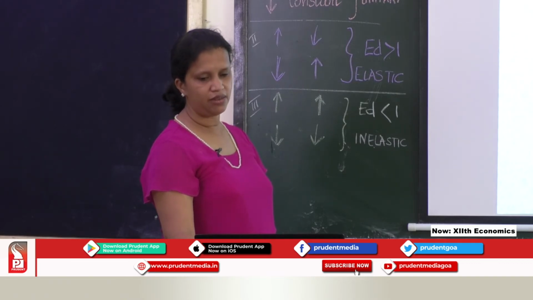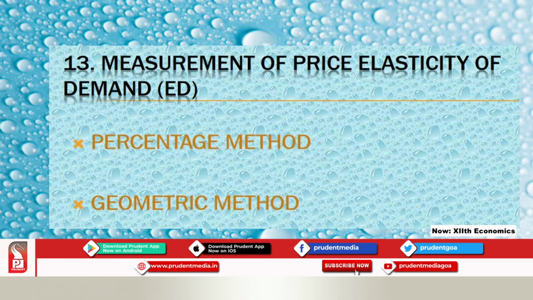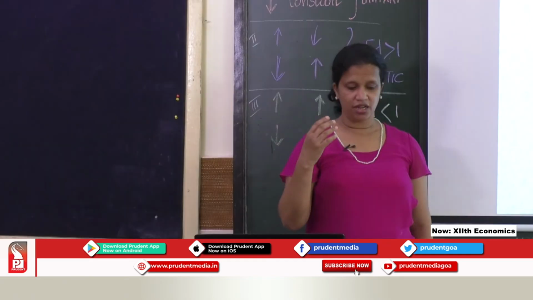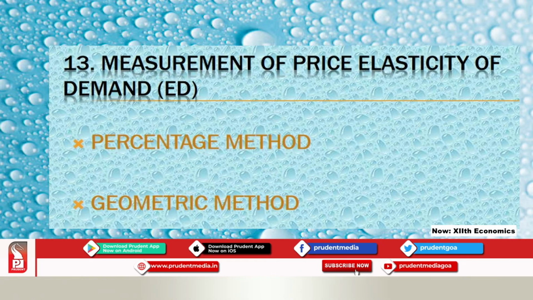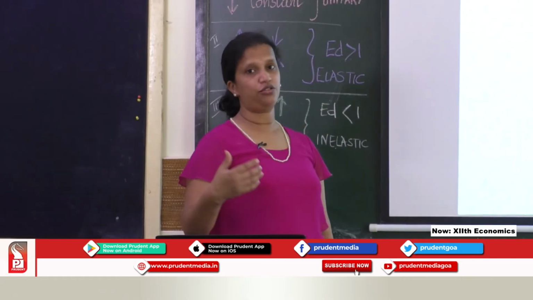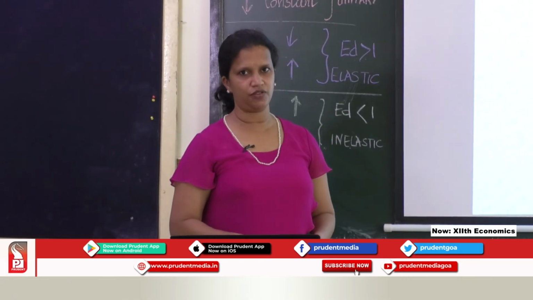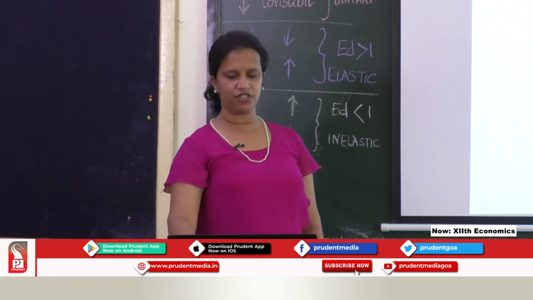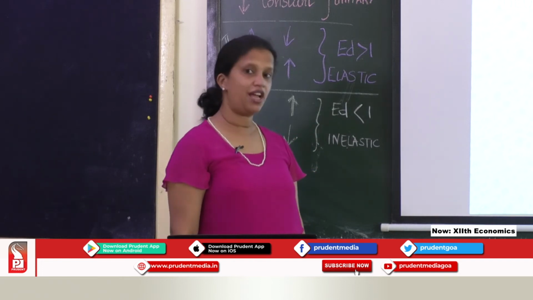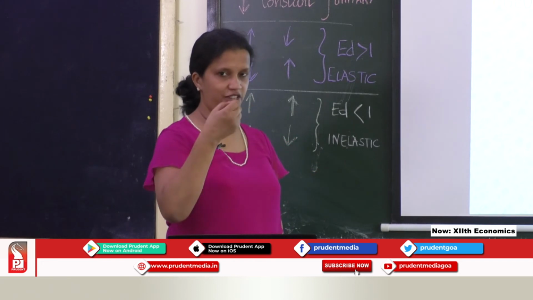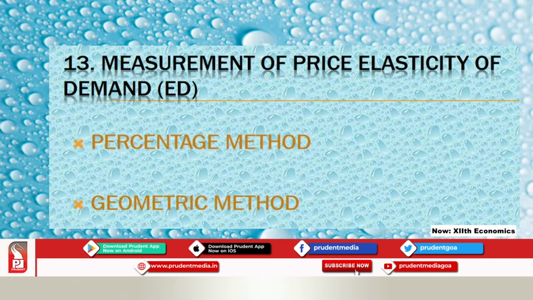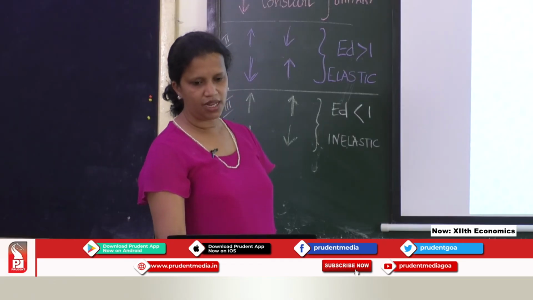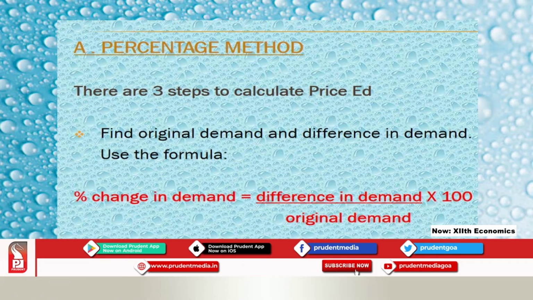Now, let us go ahead. We are going to learn how to measure price elasticity of demand. As you are already aware, we measure it in terms of percentage. So, we are going to learn how to calculate price elasticity of demand using the percentage method, and the other is the graphical method, which is the geometric method. The percentage method is where we are going to actually learn to calculate, while the second is the geometric method, which is just a graphical method. Let us look at the first one, the percentage method.